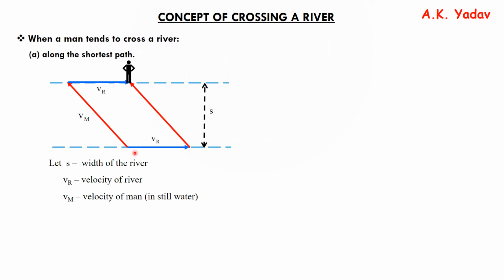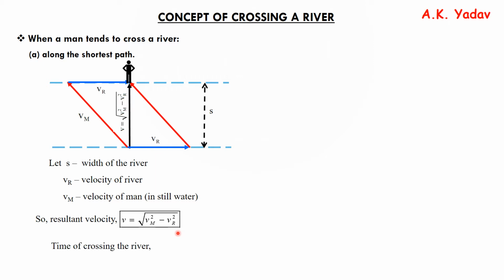Now this is a parallelogram and the diagonal of the parallelogram will give us the resultant. So the resultant velocity v is equal to under root of Vm square minus Vr square by using the Pythagoras theorem. Now the time of crossing the river is t is equal to s upon v, which gives t is equal to s upon under root of Vm square minus Vr square.